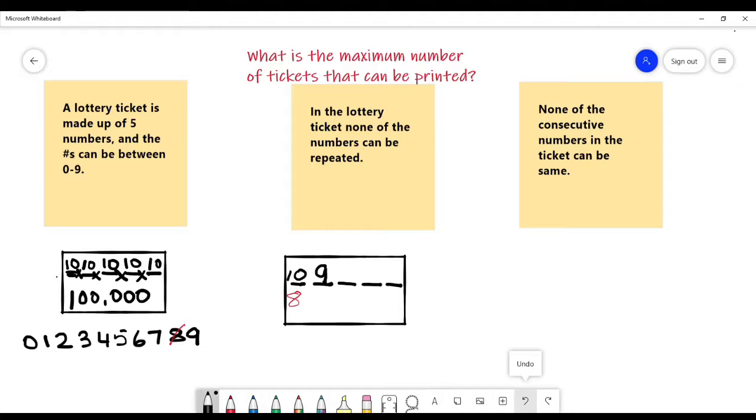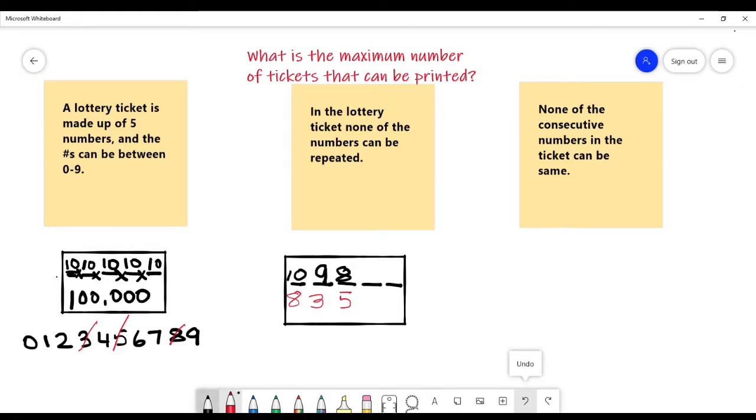Now, for instance, let's say for the second digit we used up 3. Remember, none of the digits can be repeated. So now when I get to the third place, I have 8 choices if you count correctly. Let's say for the third digit we picked 5. Remember, none of the digits can be repeated, so I can't repeat 3, I can't repeat 5, I can't repeat 8. That means for my fourth number, I have to have 7 choices, and then for my fifth, I'll have 6 choices.